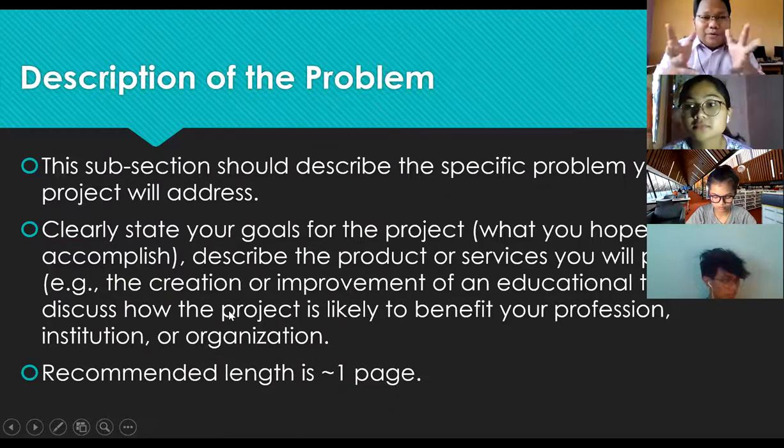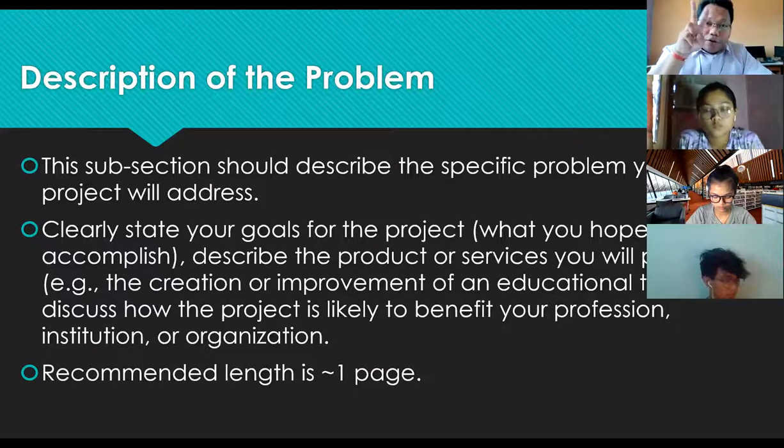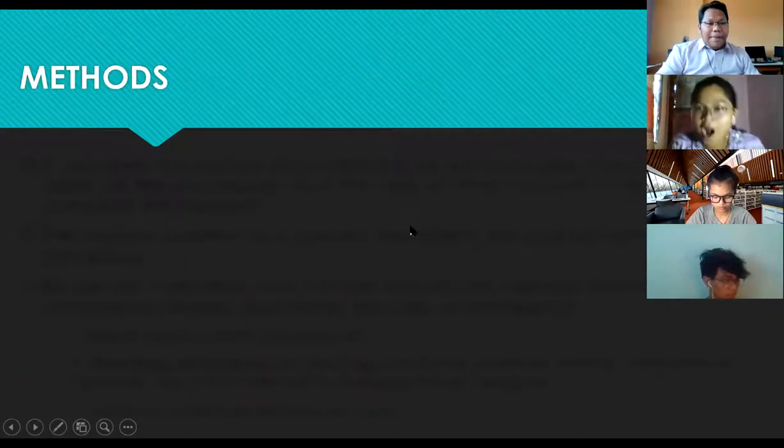So assuming that your paper really strictly followed the recommended lengths, so far, for the introduction, including the description of the problem, you have just used 2 pages. Less than one page for the introduction, with its subsection, the description of the problem, another page. So 2 pages. The next part, methods.